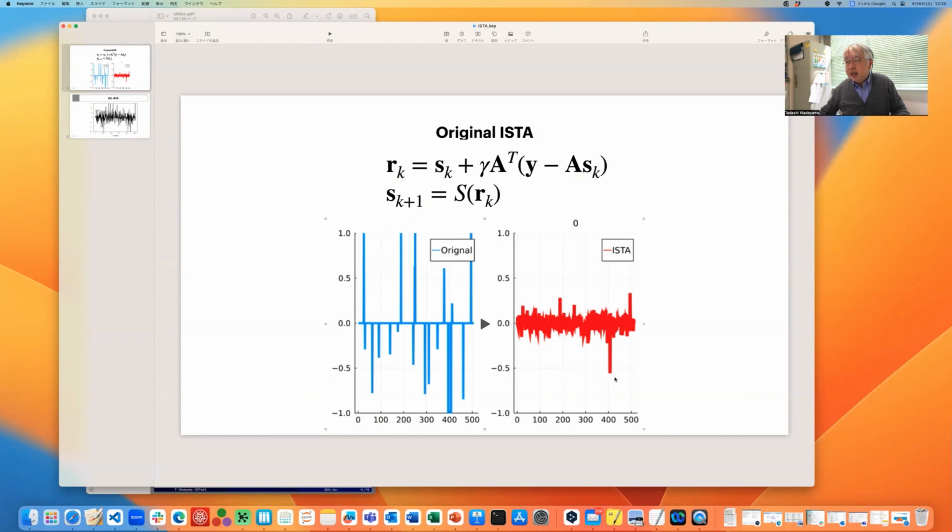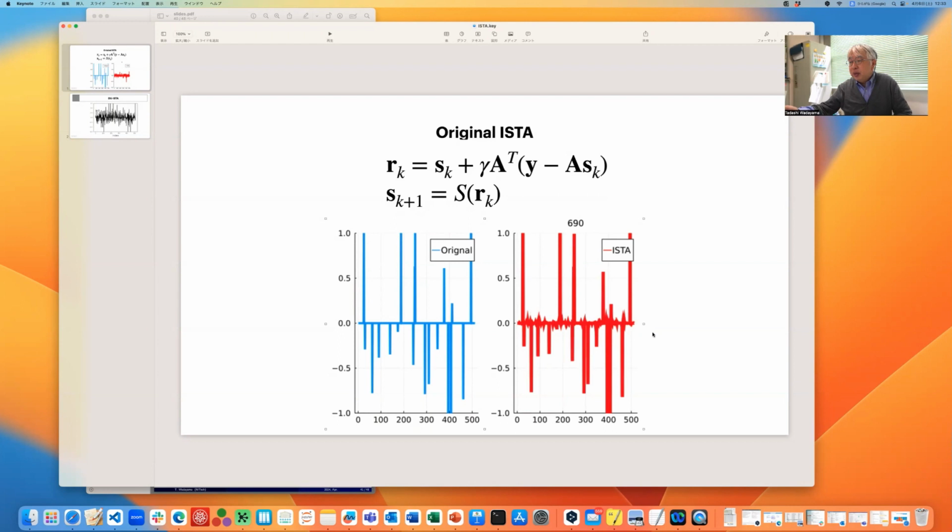And the right-hand side, this is the state of ISTA. So now I'd like to show you an animation of the reconstruction process. At the top of the right figure, you can see the numbers 150, 190, 200, 230. This is the number of iterations of the ISTA. Now the state of ISTA becomes very similar to the original signal, although there are some noises around zero.